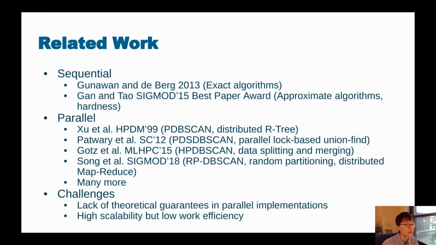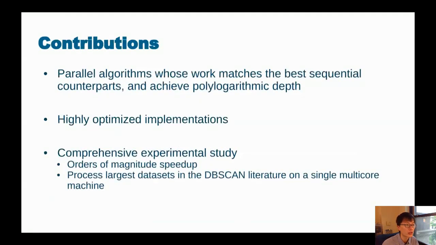We observe that the challenges in these parallel algorithm implementations are a lack of theoretical guarantees, and they usually have high scalability but low work efficiency. Our work aims to solve exactly this problem. Our parallel algorithms have work bounds matching that of the best sequential algorithm, and they have polylogarithmic depth. We come up with highly optimized implementations, and we perform a comprehensive experimental study. We achieve orders of magnitude speedup, and we can process the largest data set in the DBSCAN literature on just a single multicore machine.